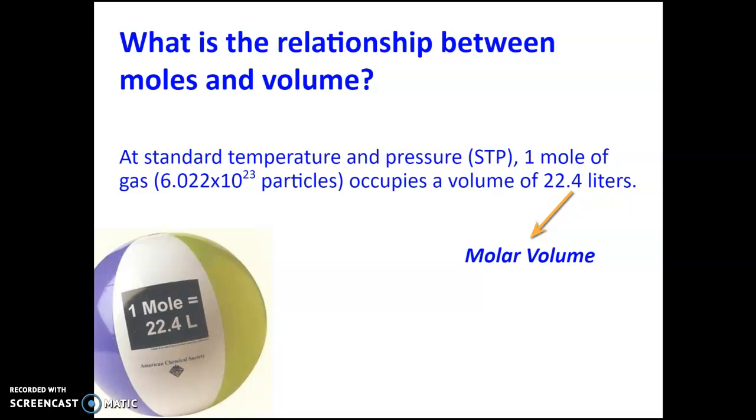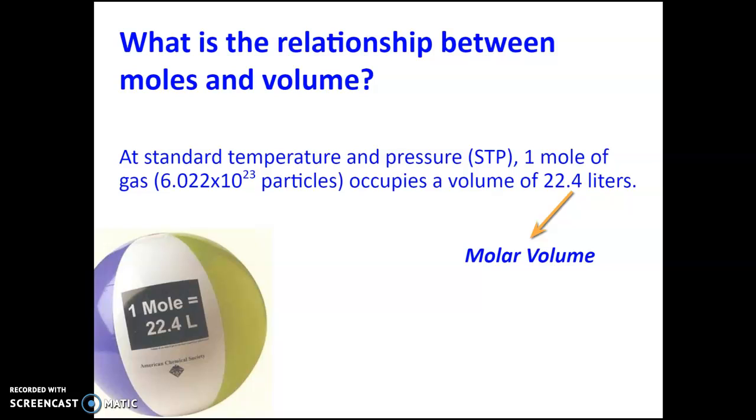So what is this relationship between moles and volume? What we have been able to establish is that at what we call standard temperature and pressure, I'll talk about what that is in a minute, at STP, 1 mole of gas, so 6.022 times 10 to the 23rd particles, occupies a volume of 22.4 liters. This number is sometimes called molar volume. And as long as you're at STP, this value is always true.